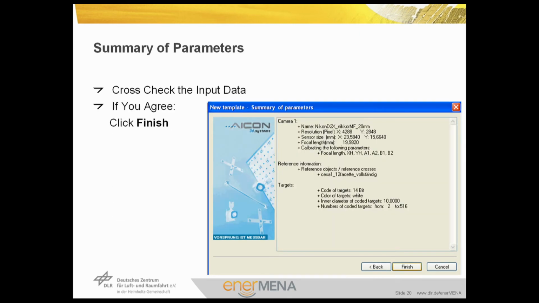You have now finished the creation of the template. A window appears which allows you to cross-check all the input data. This is the camera, the reference information, and the type of coded targets. If you agree, click Finish.